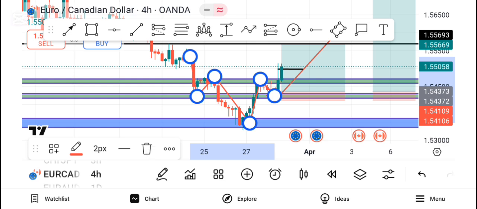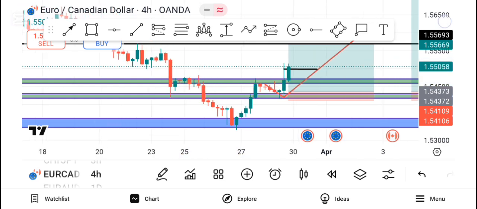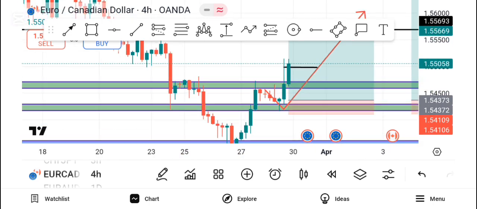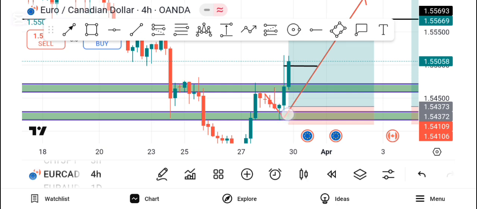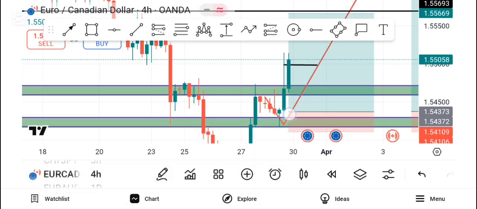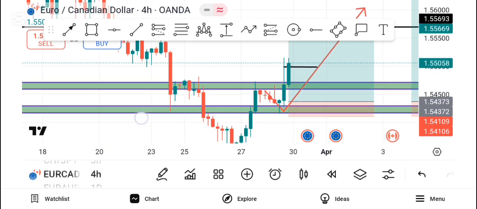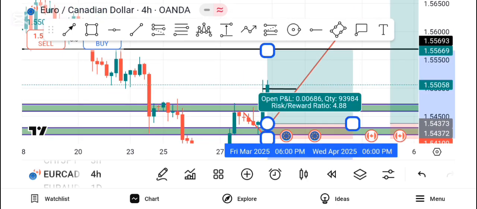Let me show you this pin bar here, the hammer candle. After the close of this hammer candle over here, I took the trade, and the trade is running in massive profit, as you can see. So how can we get another entry here?